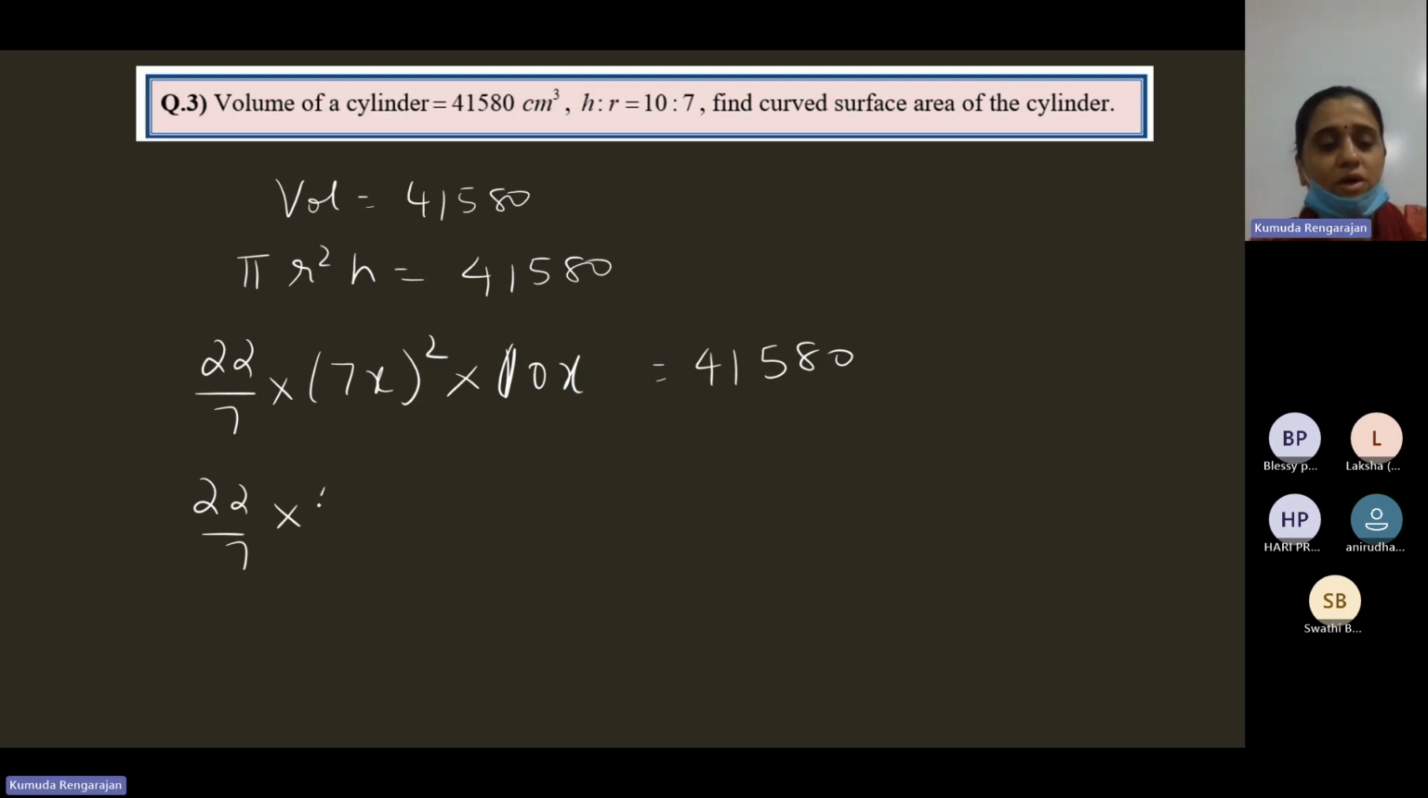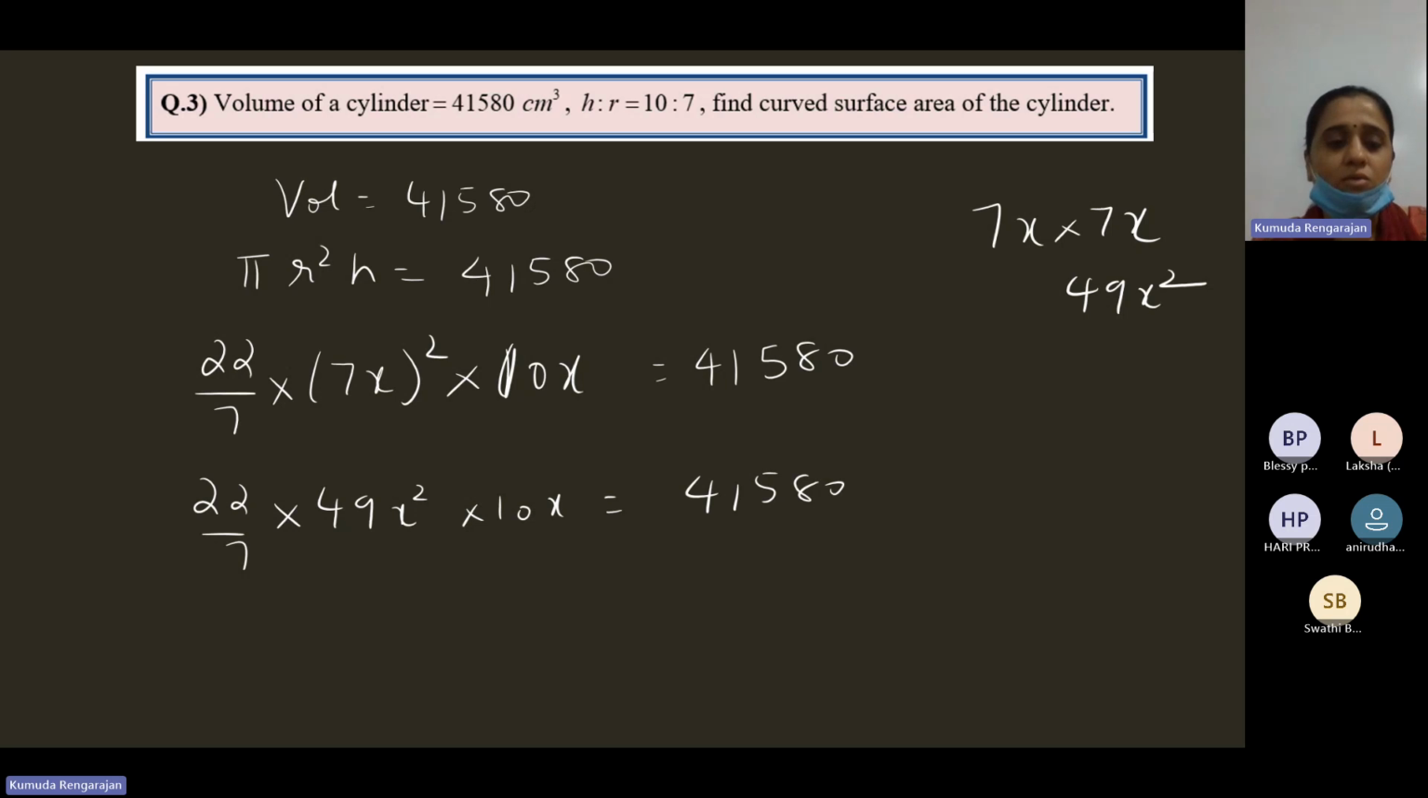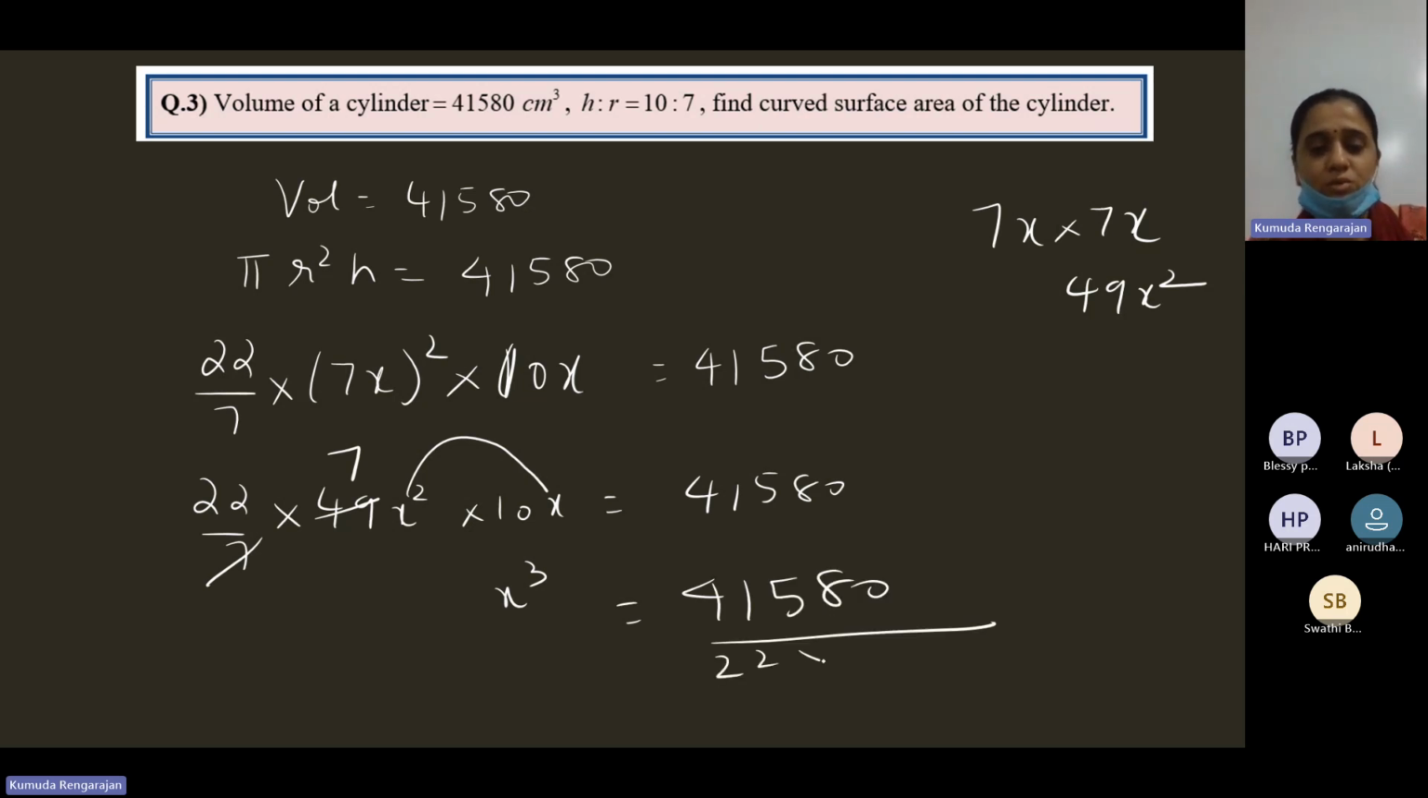So into 49, 7x into 7x is 49x square. So 49x square into 10x is equal to 41580. So now x square into x will be x cubed. Now these numbers you should cancel. So x cubed is equal to 41580 divided by 22 and 7 and 10.